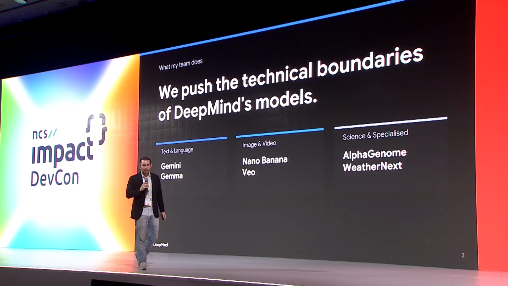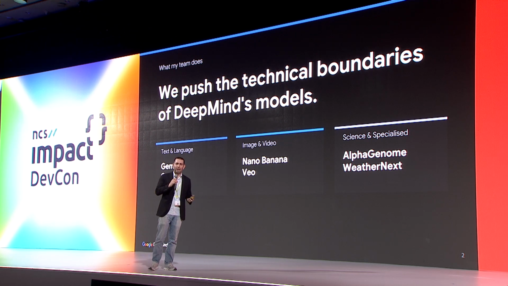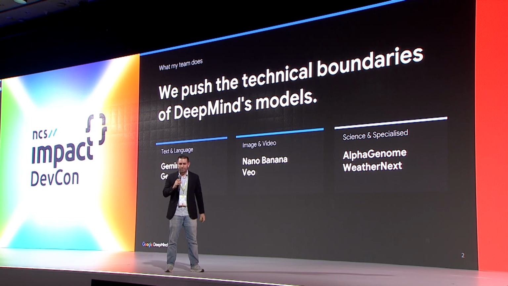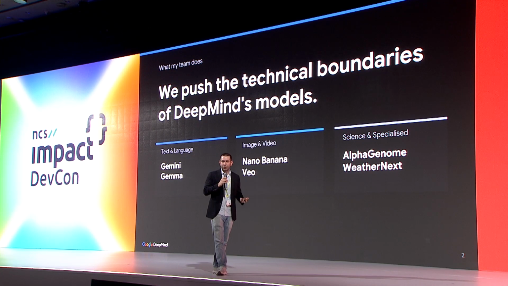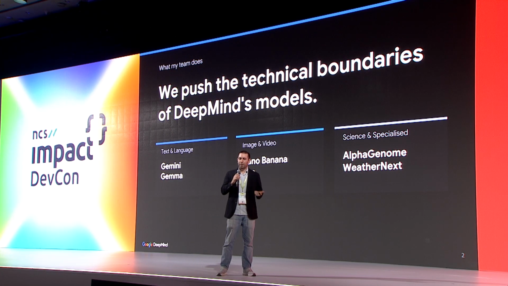And as you can see on the screen here, we're not focused just on Gemini and Gemma, our text models, or even just Nano Banana, which does image generation, or Veo, which does video. We also explore more natural science-based things. So for example, AlphaFold generates protein predictions. AlphaGenome sequences genes. WeatherNext tries to predict the weather.